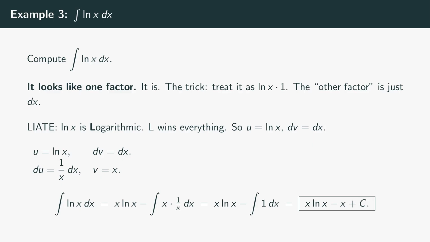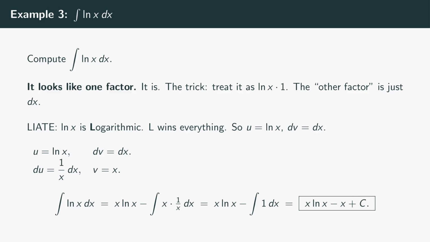Differentiate to check. Product rule on x times the natural log of x gives the natural log of x plus x times 1 over x, which is the natural log of x plus 1. Then minus the derivative of x, which is 1. Net, the natural log of x plus 1 minus 1 equals the natural log of x, the original integrand.